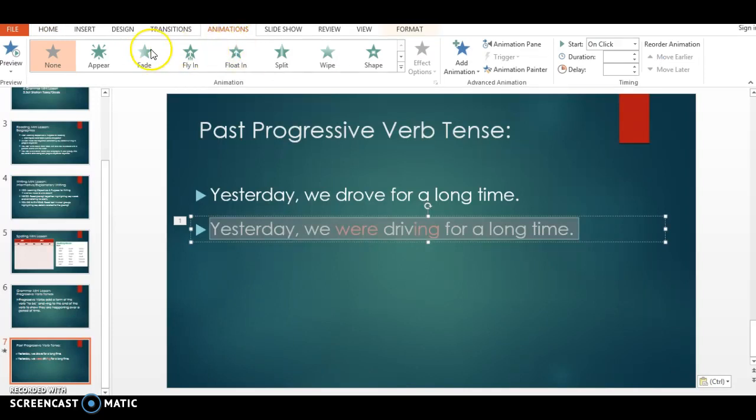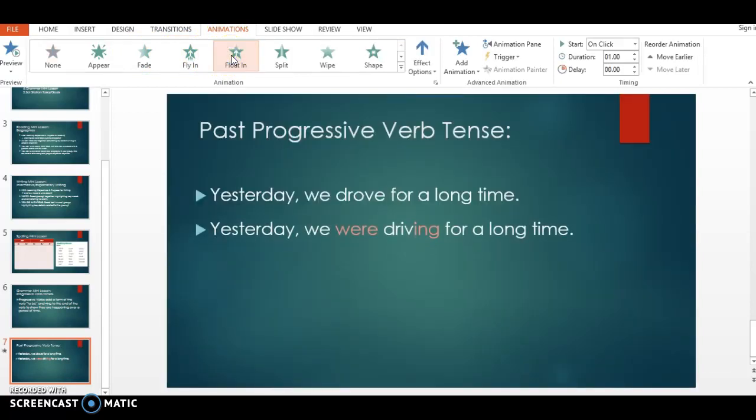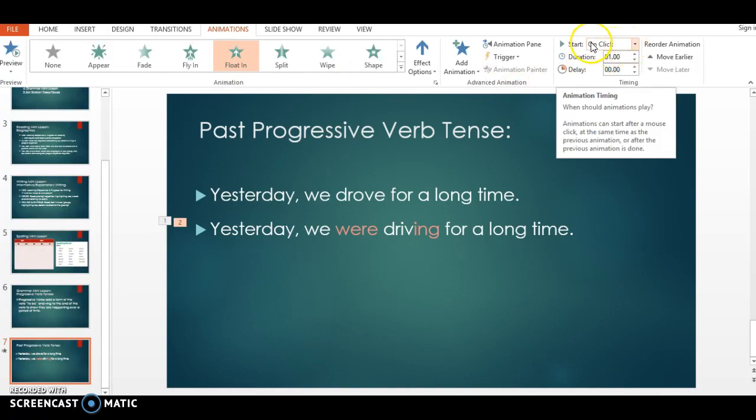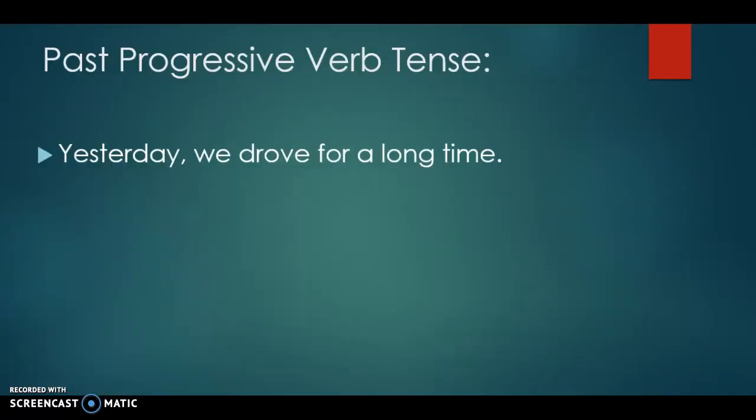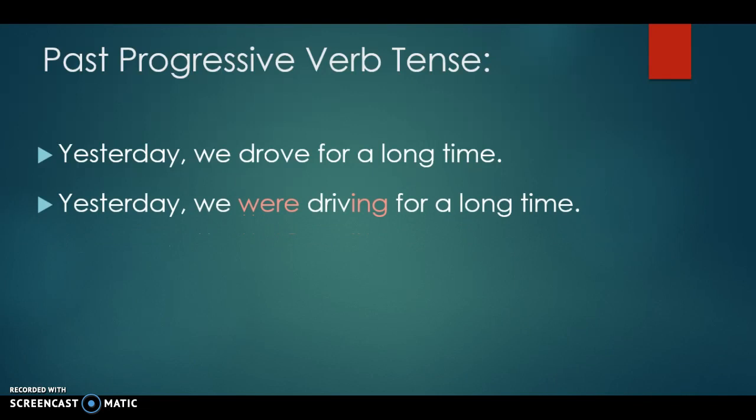For example, I might want that animation to float in. And then what I want to do is have it to not come on until it comes on my click, so that when I first show that slide, it won't show up initially. And I'll show you how that works real quick. So if I show that slide when it first comes on, it's going to look like this, and then I click and then the second part will appear.